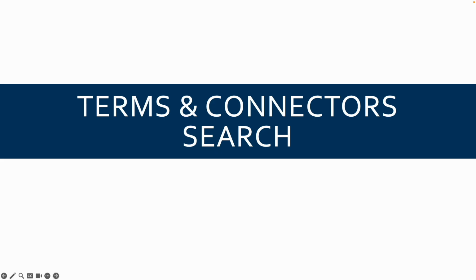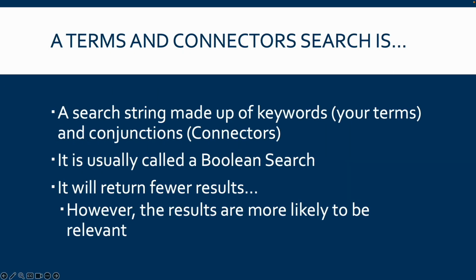Next, we'll talk about using terms and connectors. A terms and connectors search is a search string made up of keywords, that is terms, and conjunctions, that is connectors. Think of it this way. Terms are your keywords, and connectors are how you link those terms together. It is also called a Boolean search. You may get fewer results, but those results are more likely to be relevant to your research topic.